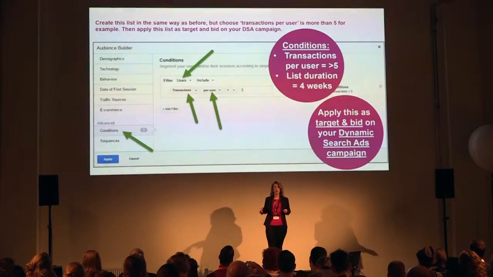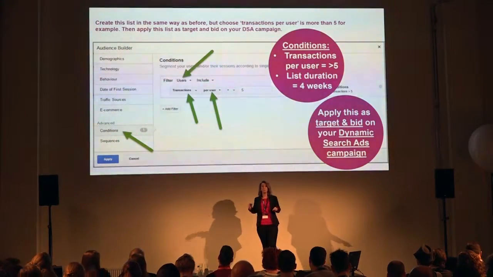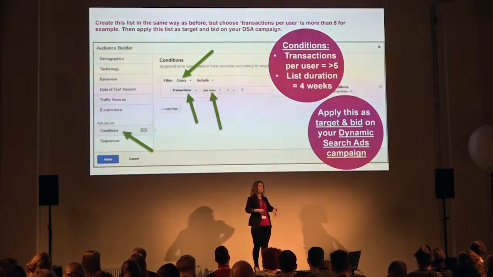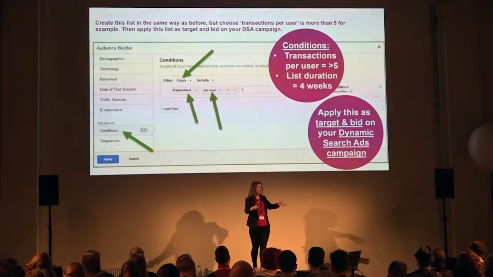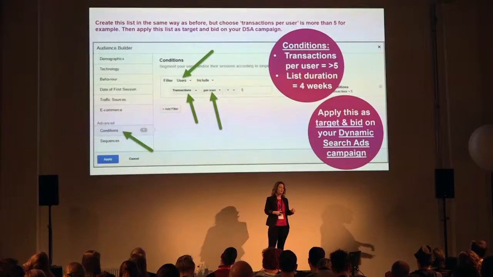And this list you'd apply as target and bid, because you are actually minimizing who's going to see this and saying, I only want my dynamic search ads to run on my entire product inventory if the person searching is on my remarketing list.